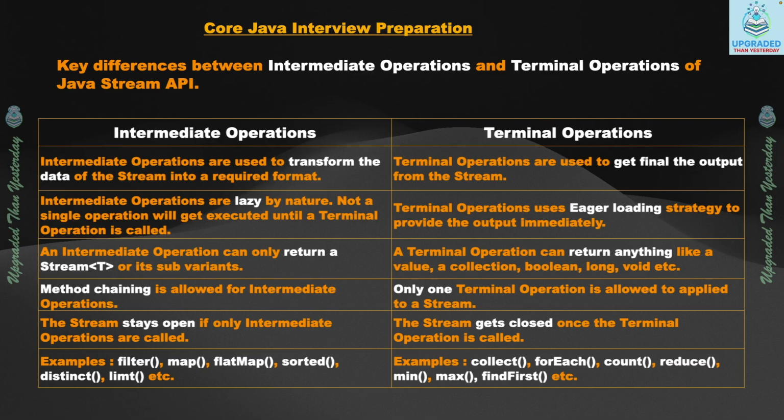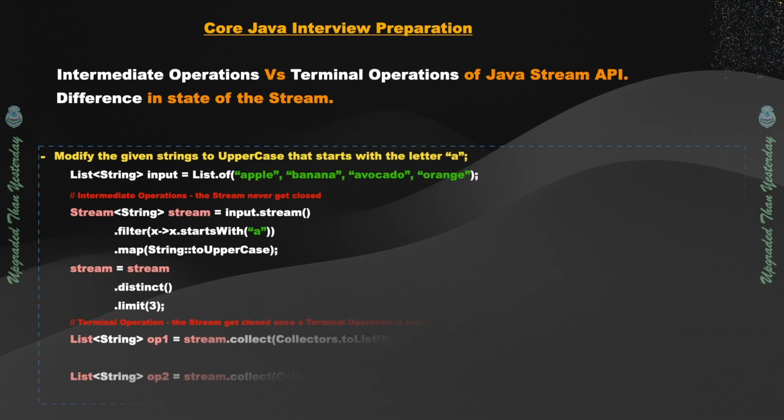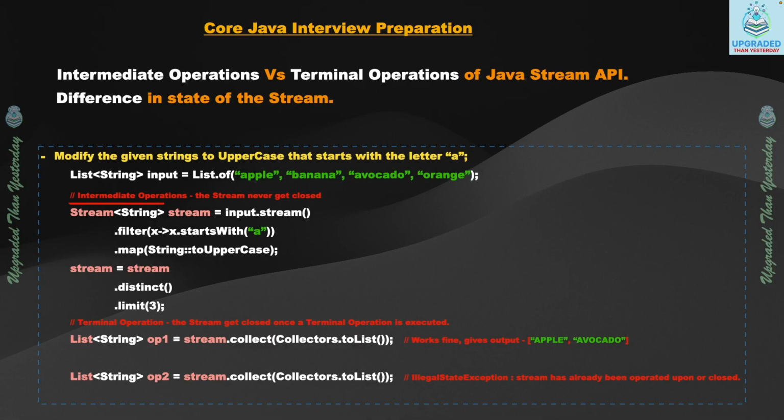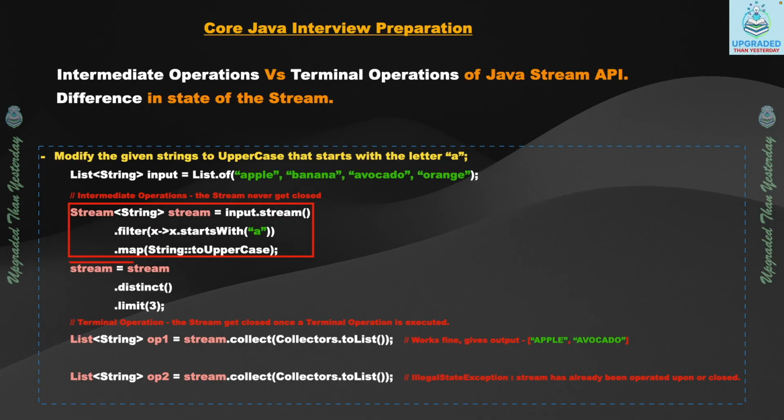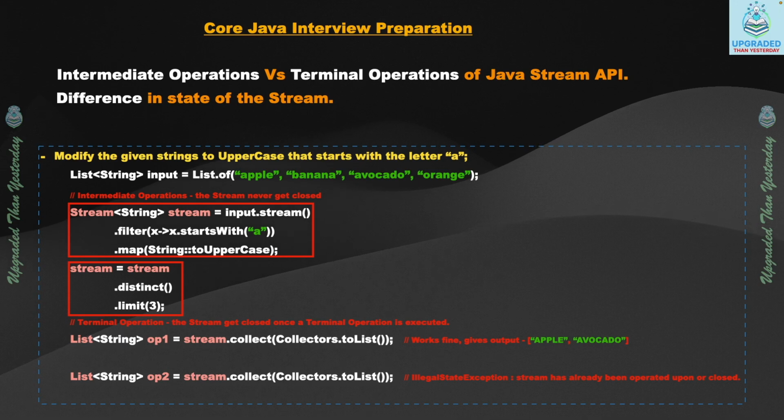Fifth difference, the stream stays open no matter how many intermediate operations are chained together, but the stream gets closed as soon as the execution of a terminal operation is completed. We cannot reuse a closed stream. Look at the code. The filter and the map method has returned a stream of string. On the same stream, the distinct and limit operations are applied. The JVM didn't throw any exception as the stream is open.